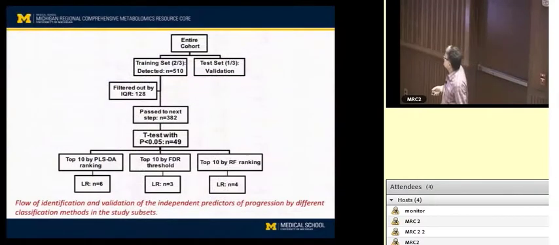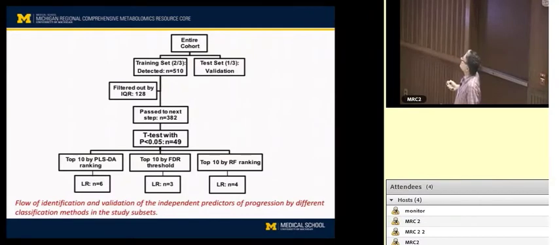This flowchart demonstrates the flow of the study. As I explained, we split the entire cohort into a 2/3 training set and 1/3 validation set.